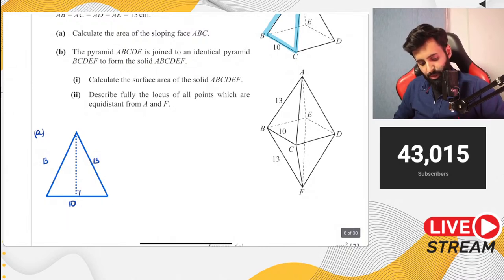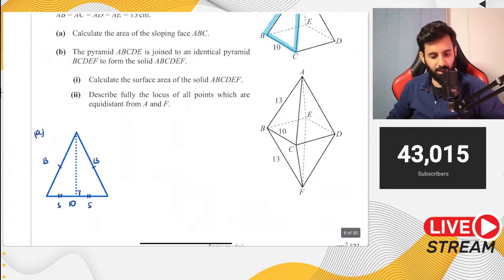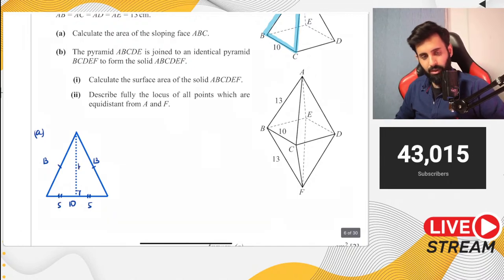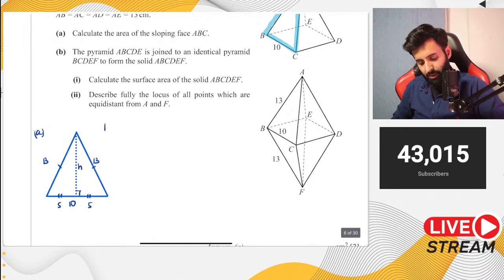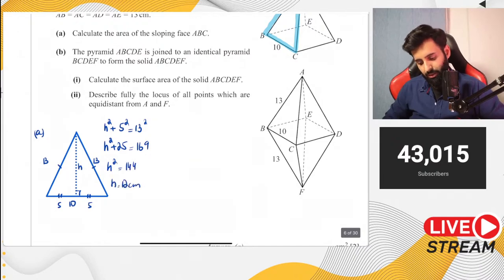When I drop a perpendicular, because it's an isosceles triangle, the base is going to get divided by 2, so we'll have 5 centimeter on both sides. The height we can call h. We can find the height using Pythagoras' theorem. So h squared plus 5 squared equals 13 squared. That means h squared plus 25 equals 169, which means h squared equals 144, which means h equals 12 centimeter.